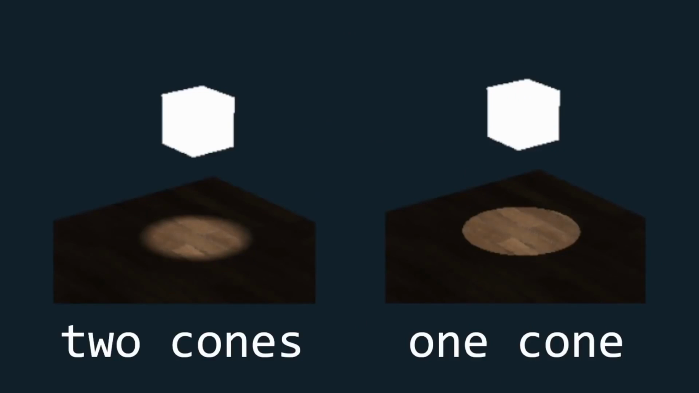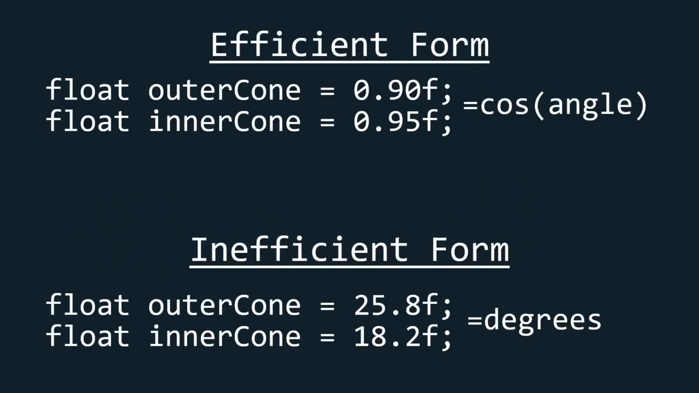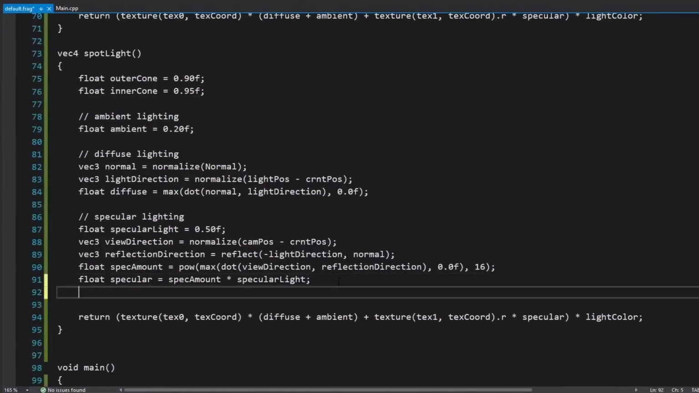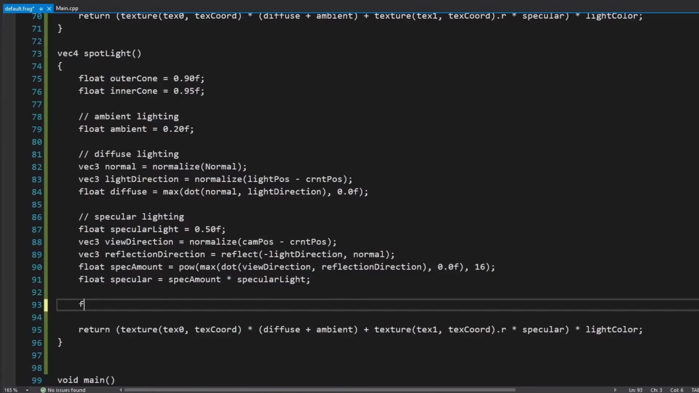We make use of these two cones in order to have a nice gradient between darkness and light areas, since if we only made use of one cone, we would just have a direct cutoff from light to darkness. I wrote a cosine value directly in order to save computational power. Do not write the inner and outer cones in terms of angles, since that will require extra calculations and it will slow down the program. Now we need to calculate the angle between the current part that is being lit and the central direction of the light using a dot product.